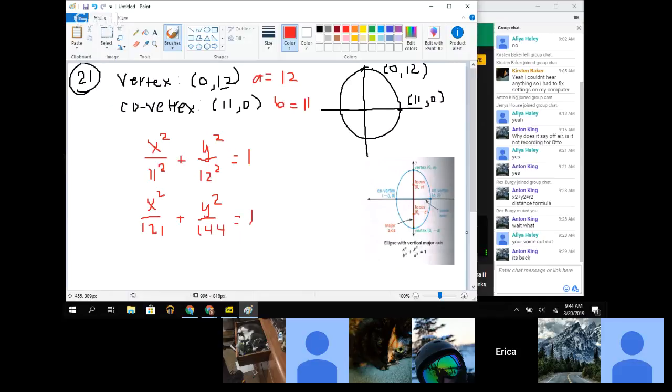Because we're getting down on time, you could throw this into Desmos and see your ellipse should look like this, and you should have your vertex at 0, 12 and your co-vertex at 11, 0.